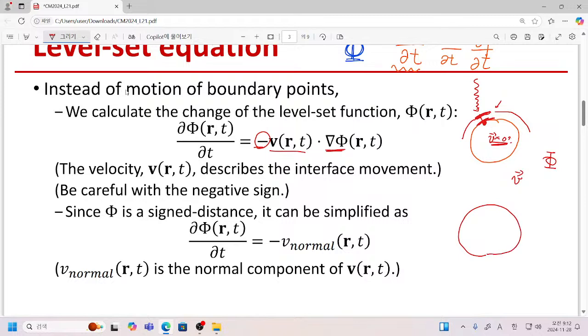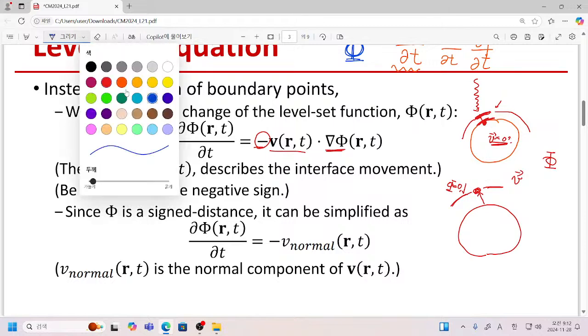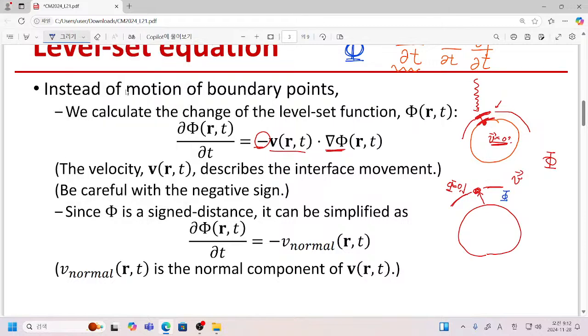For example, from the viewpoint of this point here, let's say that previously phi was 0.1. However, by the action of its expanding, let's assume that now this circle is expanding up to this red dot. Then after that, what will be the value of our phi? In this case, of course, our phi value should be 0.0 because this point now lies on the surface.